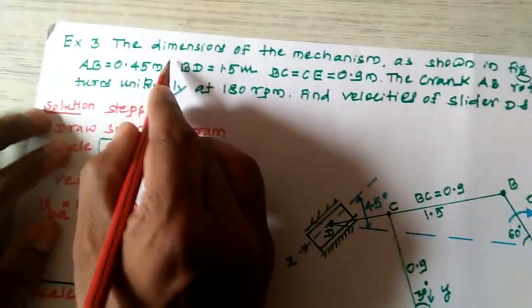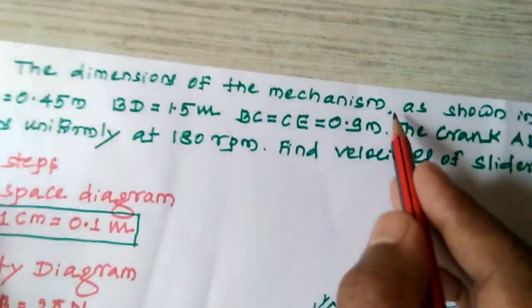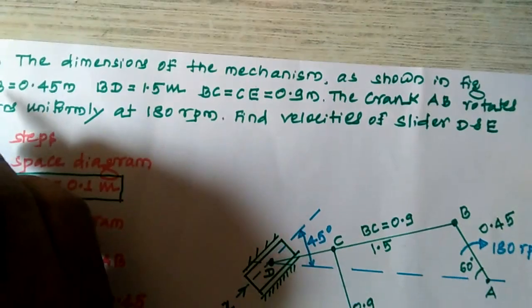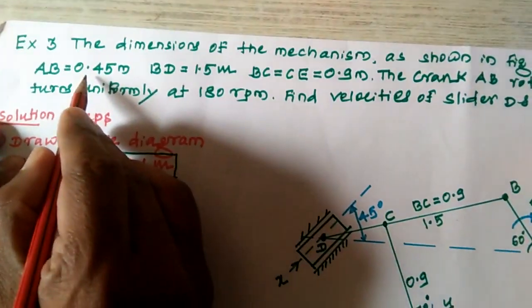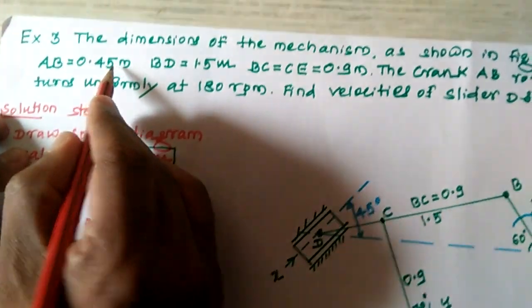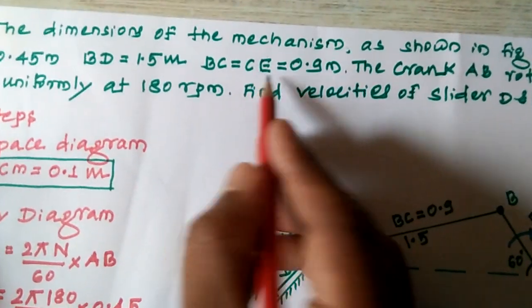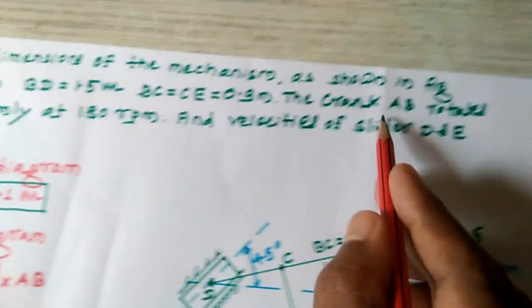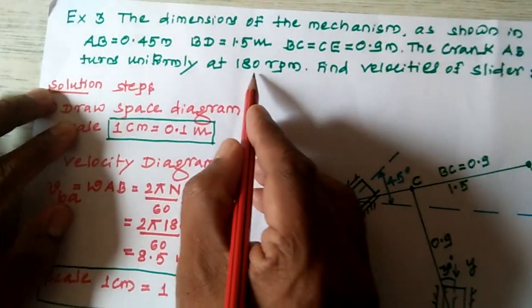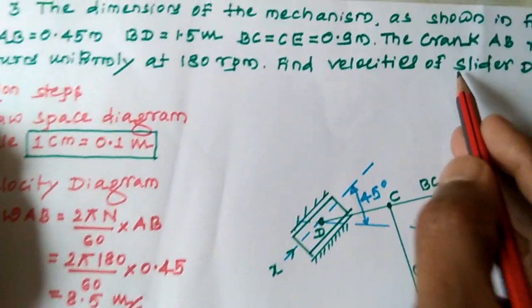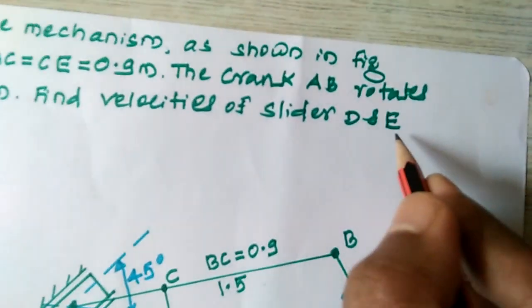Example 3. The dimensions of the mechanism are as shown in the figure. The length AB equals 0.045 meter, BD equals 1.5 meter, and BC equals 0.9 meter. The crank AB turns uniformly at 180 rpm. Find the velocity of the slider D and E.